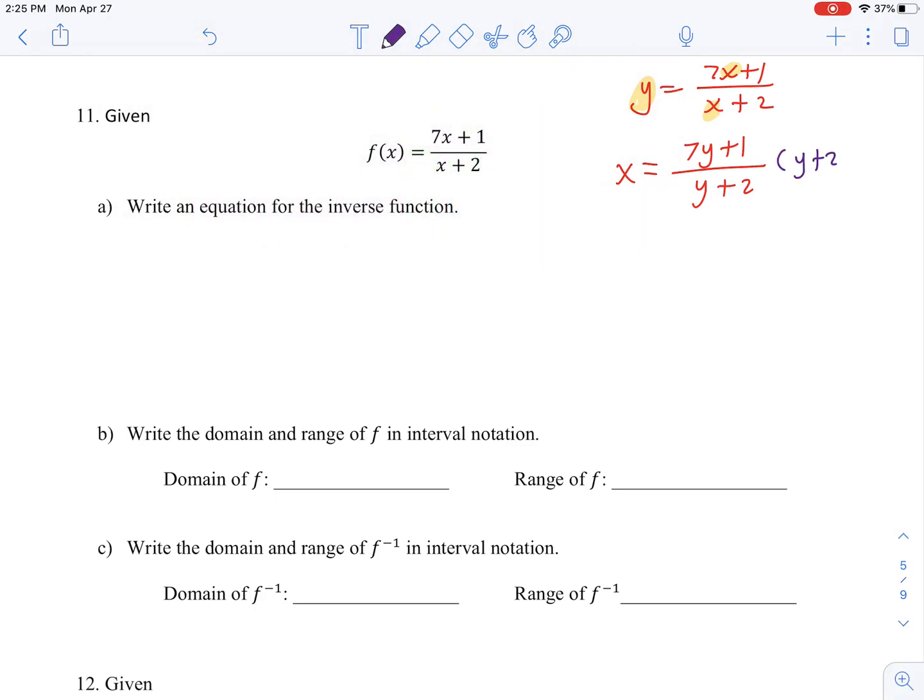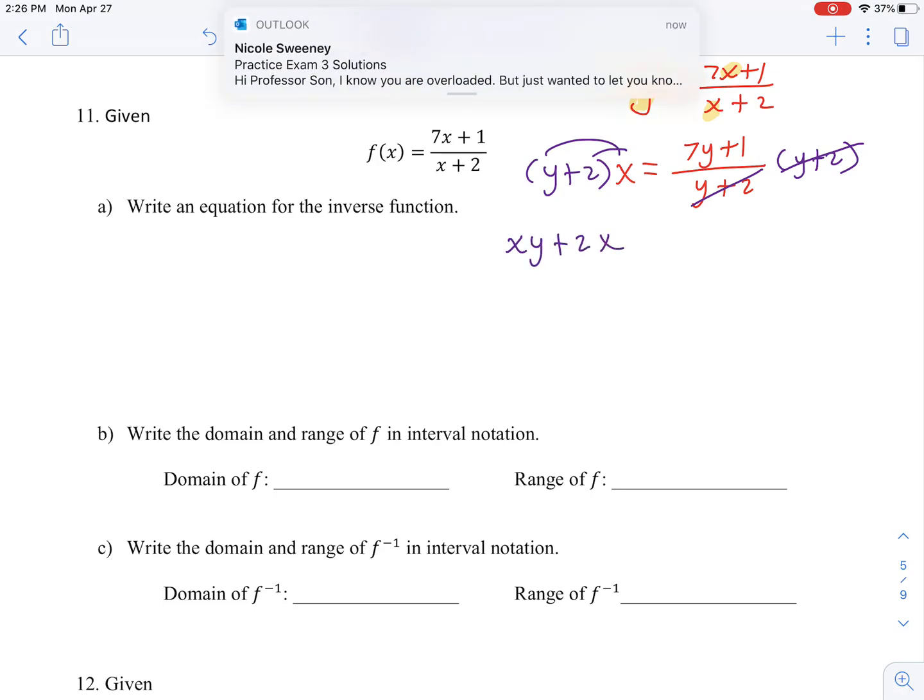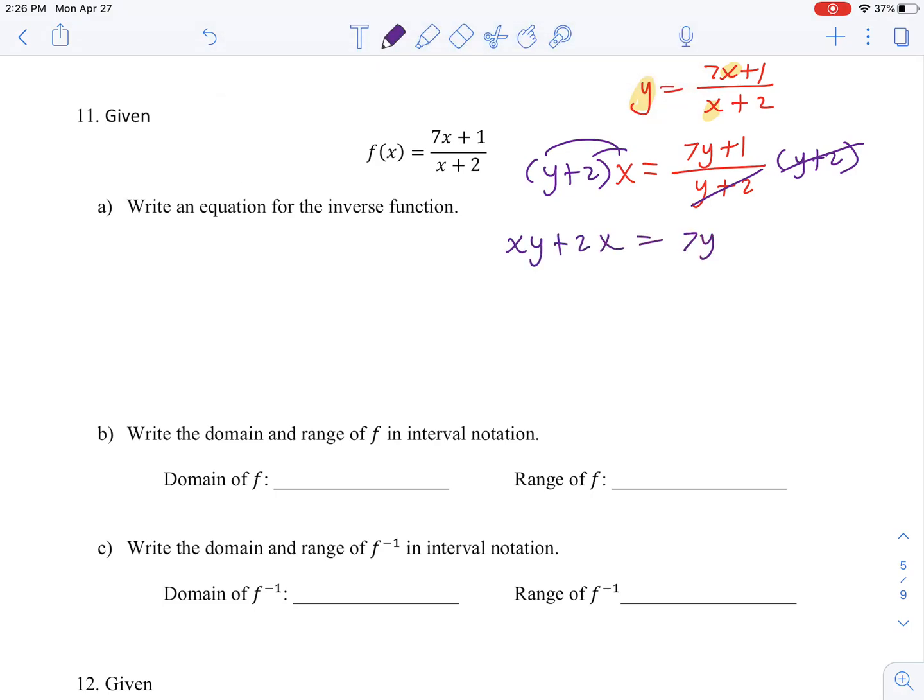And remember, we multiply both sides by the denominator of y plus 2 first. Then I will have xy plus 2x equals 7y plus 1. Now, why are we doing this? We're trying to solve for y. So what I'm going to do is highlight every term that has y in it. This one has y in it. This doesn't have y. This has y in it. Now, all the terms that have y are highlighted in yellow. All the terms that don't have y are highlighted in green.